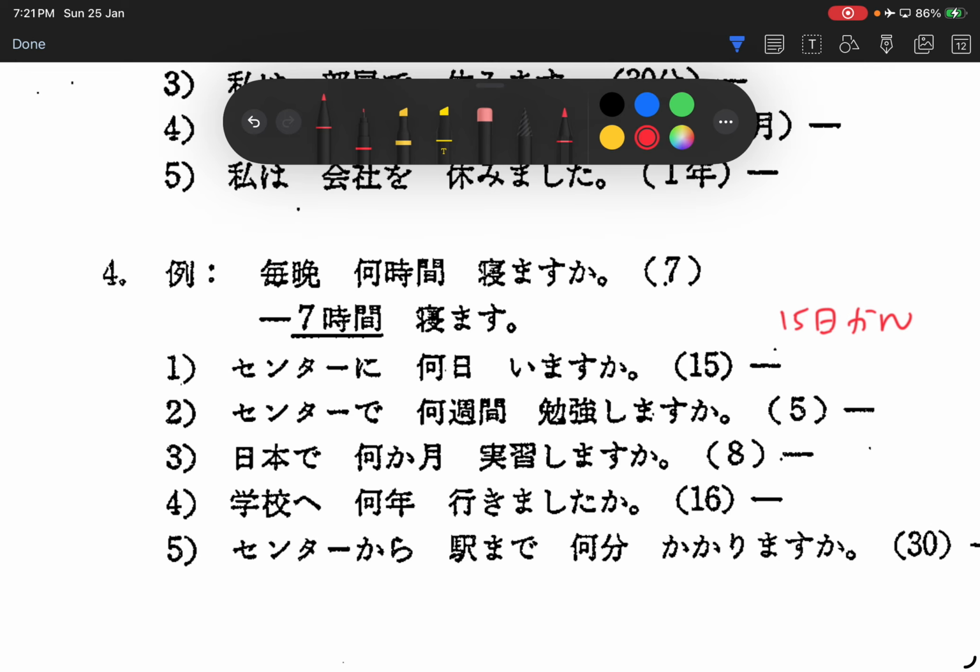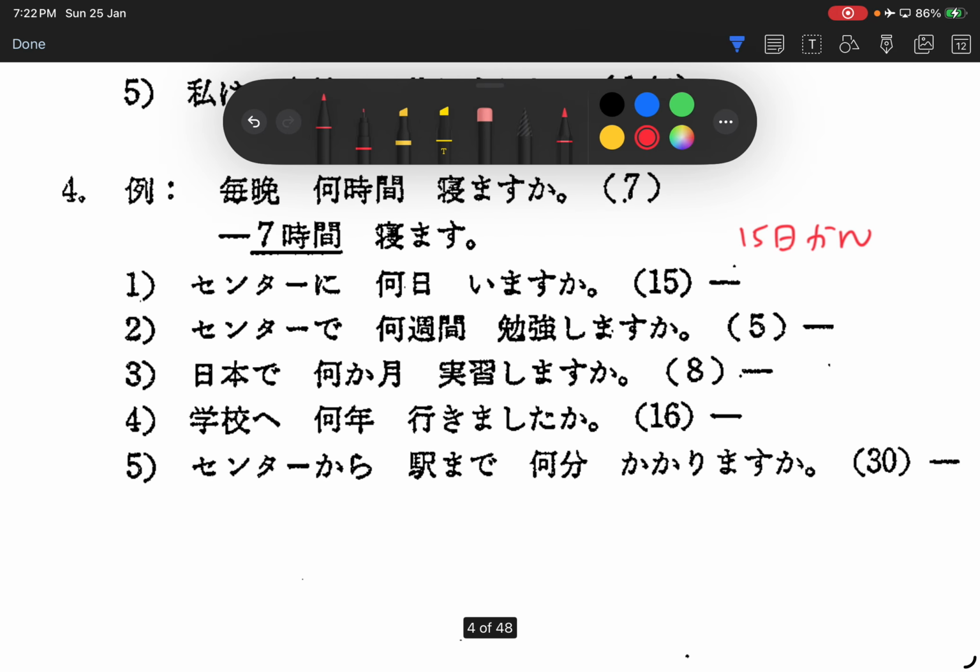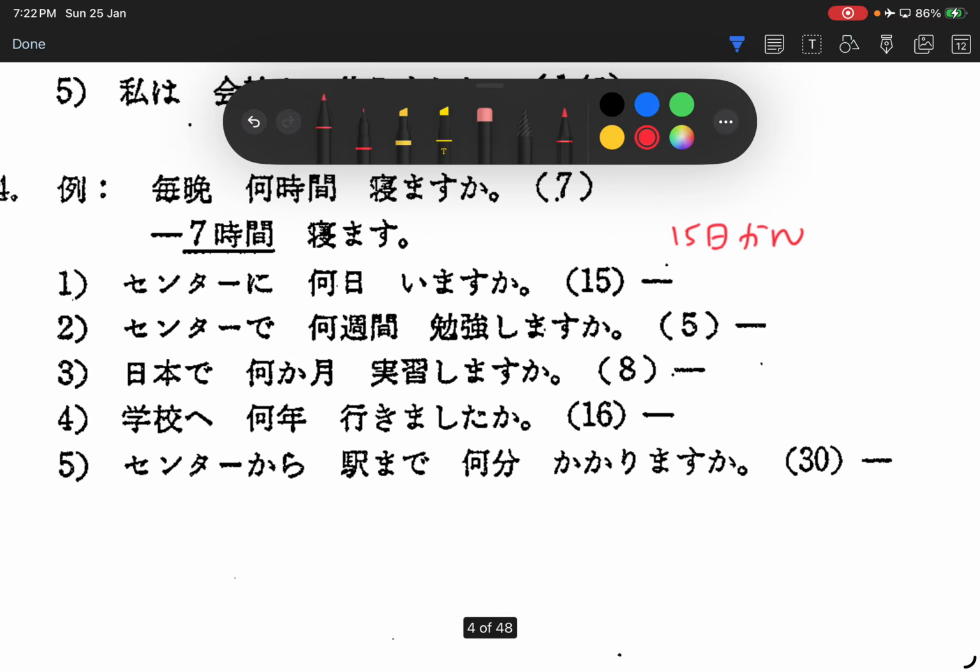Okay. Number 2. センターで何週間勉強しますか? 5. Yes, Warren. 5週間勉強します。Okay, good. Number 3. 日本で何ヶ月実習しますか? 8. Yes. 8ヶ月実習します。Very good.